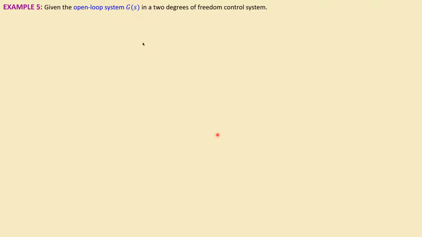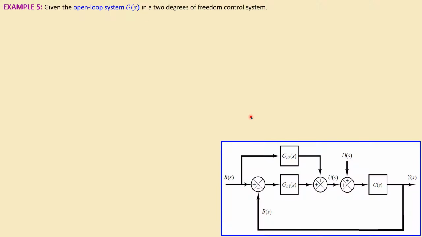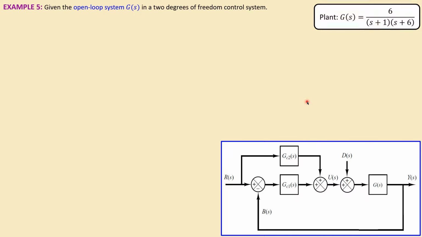We have the G open loop system and this is the configuration we will use for this 2 degrees of freedom control system. We have the controller 1 and the controller 2, GC1 and GC2, and we have the plant here G. In addition, we have 2 inputs, the reference R and also the disturbance from outside, which is here D, and our output is Y. So the plant is given by this expression 6 over s plus 1 times s plus 6. This is the transfer function of the plant.